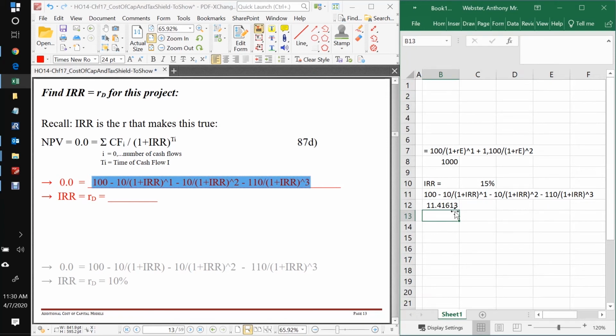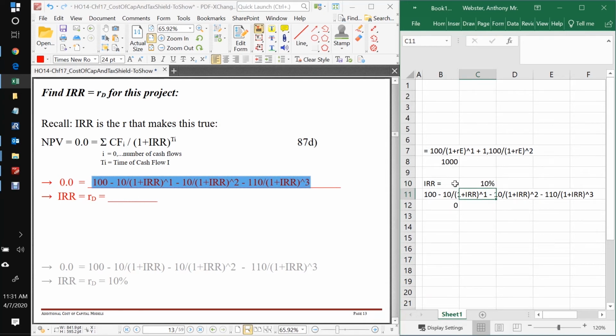Okay, and when I have my IRR equal to 15%, I get something that's not 0. And if I put in 8%, I get something that's not 0, but the sign has changed. So I know it's in between 15% and 8%. So I can say 12%, so it's still in between there somewhere, and I can pretty quickly get to 10%.